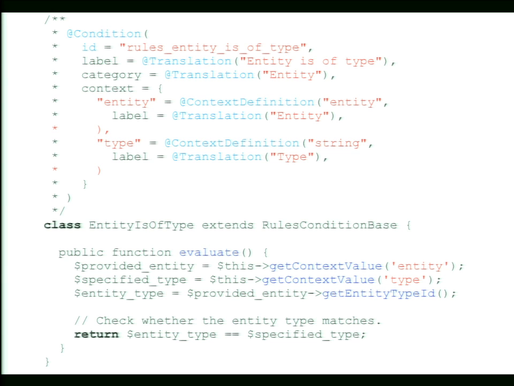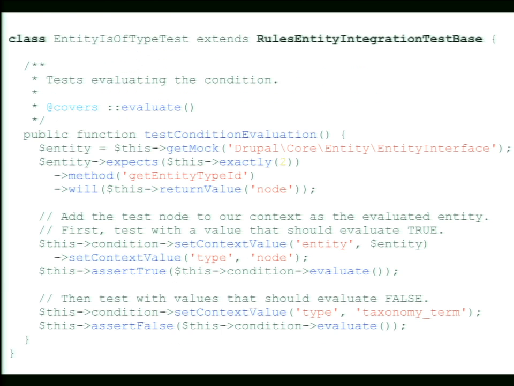Entity is of type. We get the entity, we get the type string, and then we just return whether the entity type matches. When we look at the test for this, it took me a little longer to figure out how it works. We create a mock for the entity. We don't do an entity create or instantiate a real object, but we get a mock that implements the entity interface. And then we set expectations. It's like you create something that's not there, but you specify how it should look, because that's the only thing you really care about. What I care about here is that getEntityTypeId should be called twice later on.